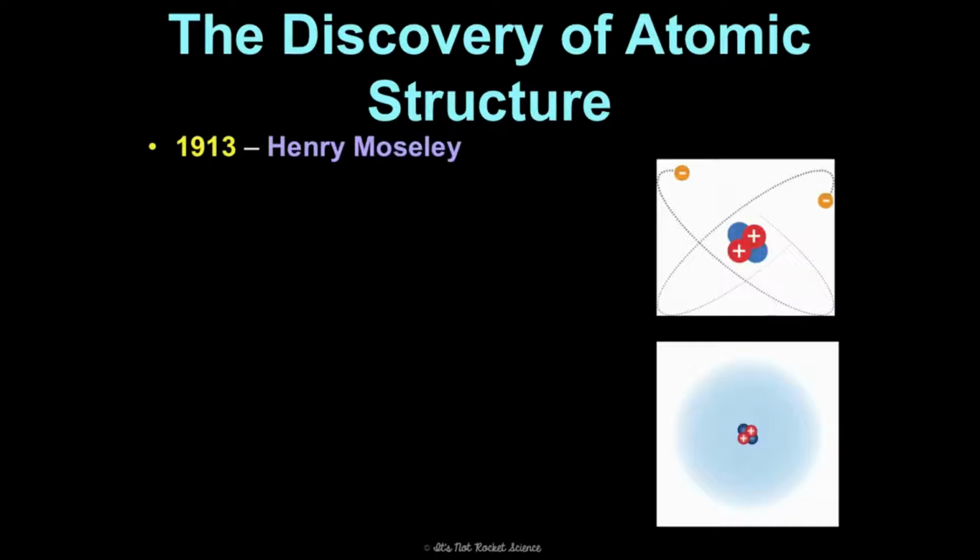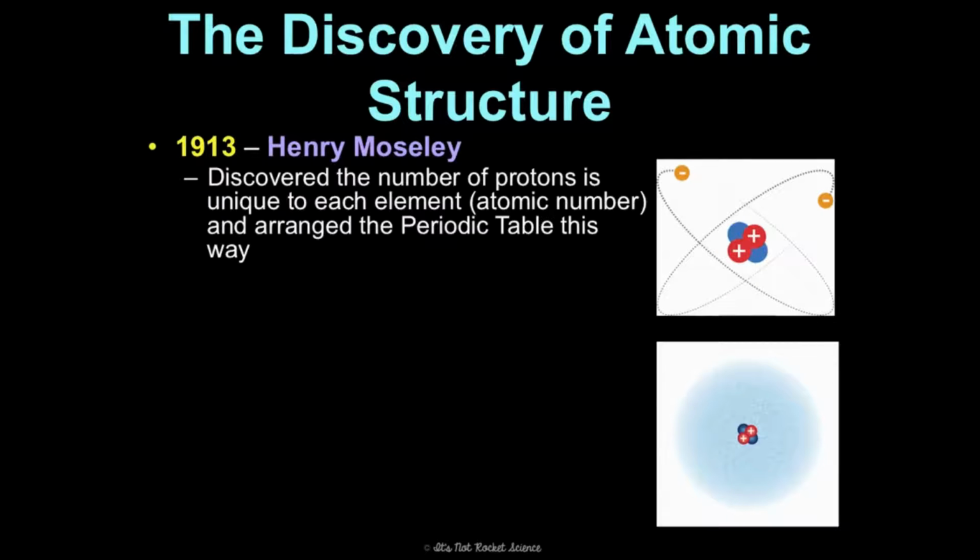So, 1913, Henry Moseley discovered that the number of protons in an element is unique to that element. And that's what the atomic number is. So hydrogen has 1 proton, so its atomic number is 1. Helium has 2 protons, so its atomic number is 2. And so he arranged the periodic table based on atomic numbers, or number of protons. And that is how we arrange the periodic table today.